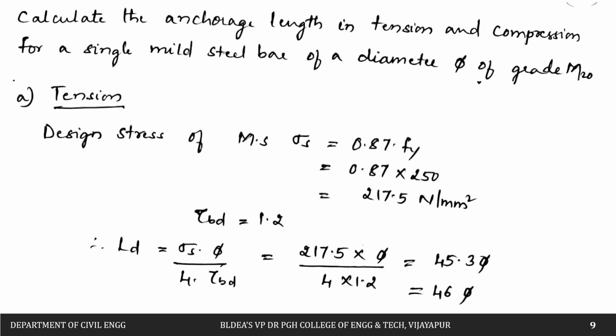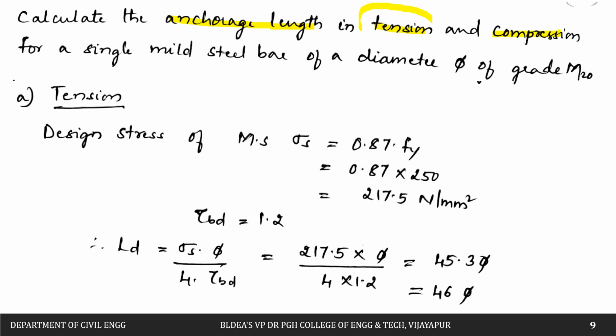Then next, let us see one problem: how to calculate the anchorage length of bars when used in tension and when used in compression. We are going to take one example with a mild steel bar of diameter phi and concrete of grade M20. So what is the aim? We have been asked to calculate the anchorage length in tension and compression.